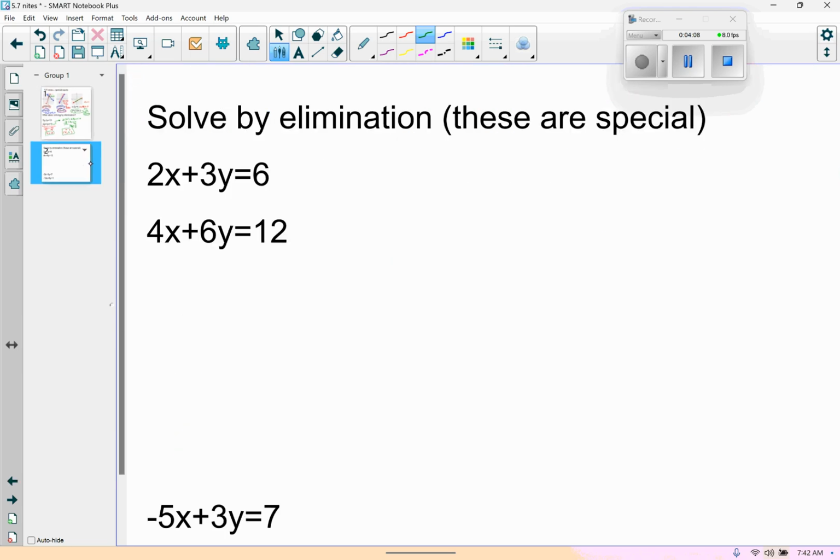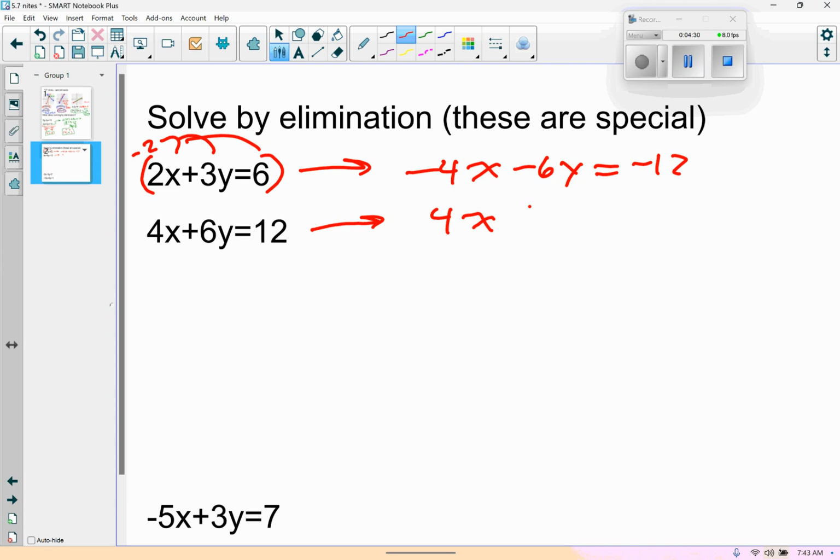If we go to the next page, if we solve by elimination, so let's take a look. Maybe our x and y's are on the same side. Let's multiply the whole top equation by negative 2. So I'll distribute here, here, here. That's going to give me negative 4x minus 6y equals negative 12. I'm not changing anything on the bottom equation.